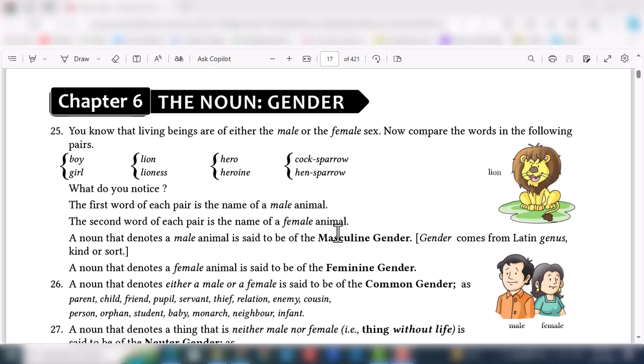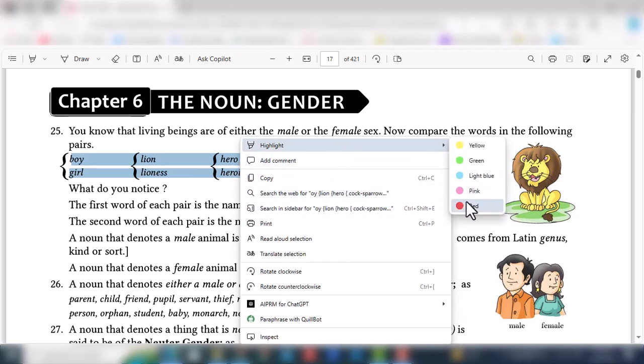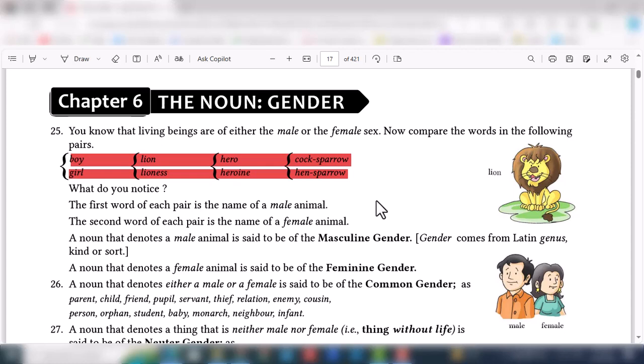In humans, we know that there are two genders, male and female, and in animals, in birds, and in other things, we also have a gender categorization. So first we should identify humans, then animals, then birds, and so on. What do you notice in these genders? We have boy, girl, lion, lioness, hero, heroine, cock sparrow, and hen sparrow. These are some genders, and in these we have to identify male and female, or we can say masculine and feminine genders.